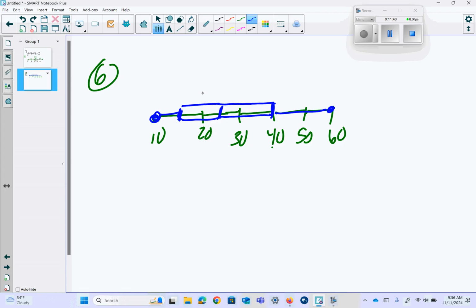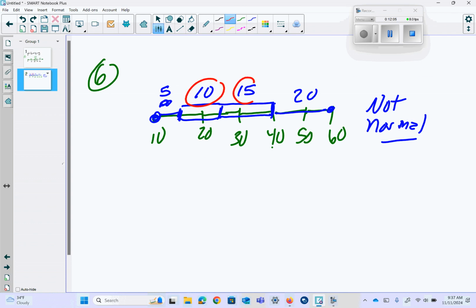All right, so this has a span of about 5. This has a span of 10. And then that's a span of 15. And then the last span is 20. This is not normal. It's not normal because these don't match and these don't match as far as numbers go. So that would not be a normal distribution.